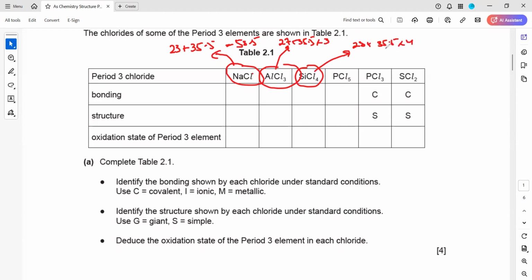So 35.5 times 4 will be 71 plus 142, and 142 plus 28. So the sum will be equal to 170. So the answer will be silicon chloride.